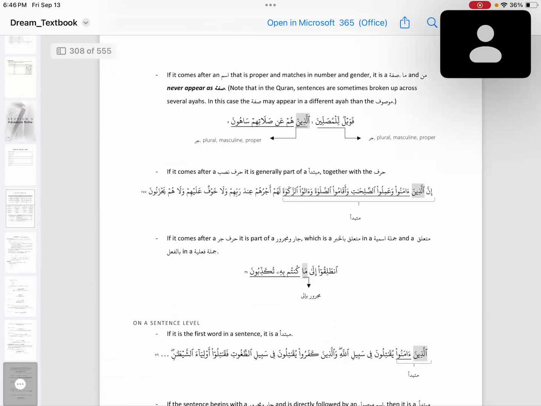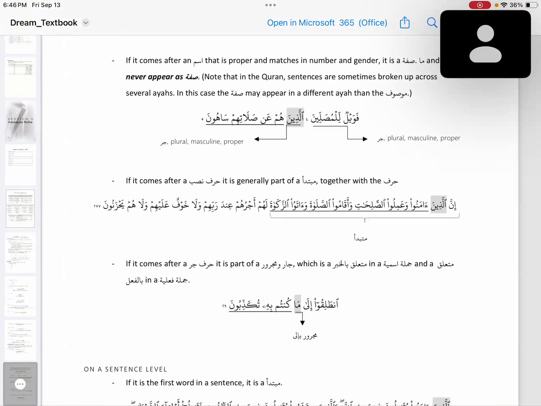فَوَيْلٌ لِلْمُصَلِّينَ الَّذِينَ هُمْ عَنْ صَلَاتِهِمْ سَاهُونَ. Here, لِلْمُصَلِّينَ is proper, and allazina has the same gender and number, plural. So, this is here sifa.